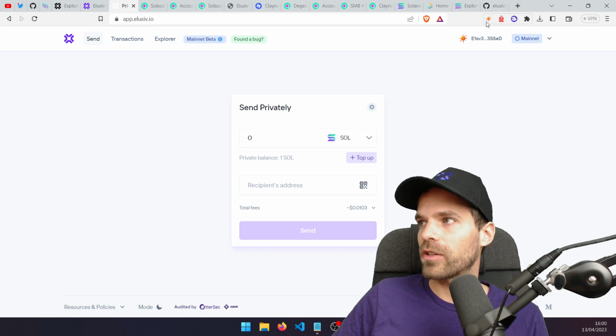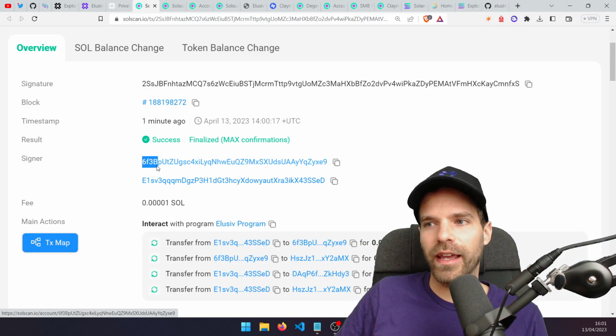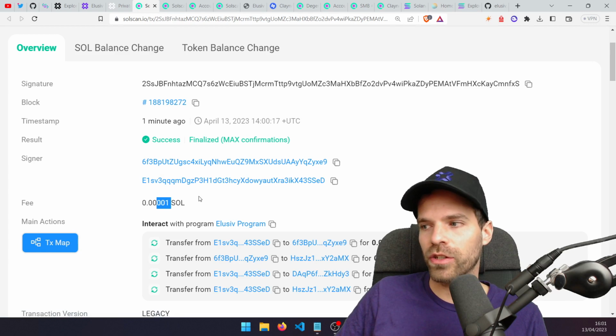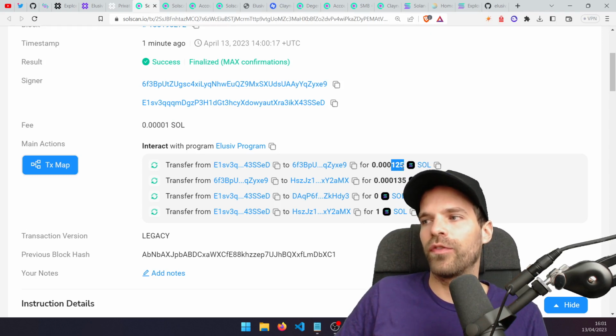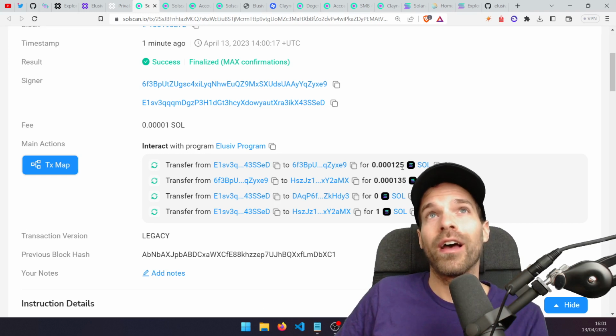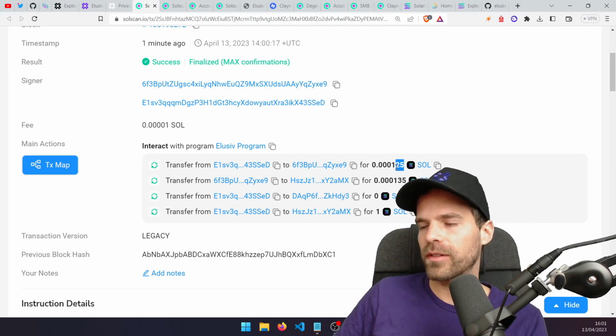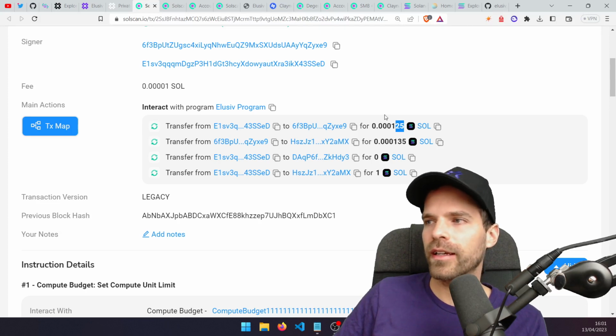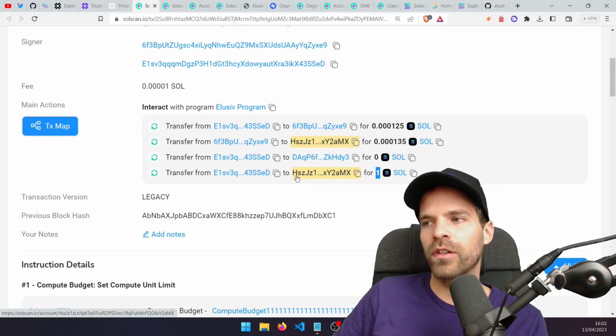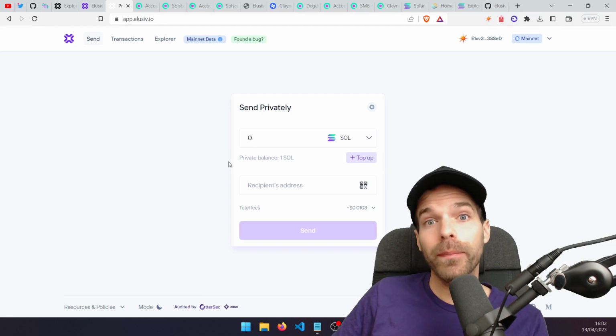Let's see how much that actually cost us. So again, the 6F3 paid for the transaction fee, but we sent to them the 0.001 plus additional 0.000025. So another half transaction per 1 signer because it probably needs that for something somewhere internally, I guess. And yeah, 1 Sol goes again to this HS set address. So that's the pool where all the money goes. Cool, so I have 1 Sol in private balance.